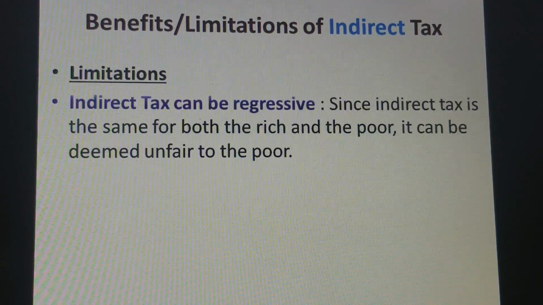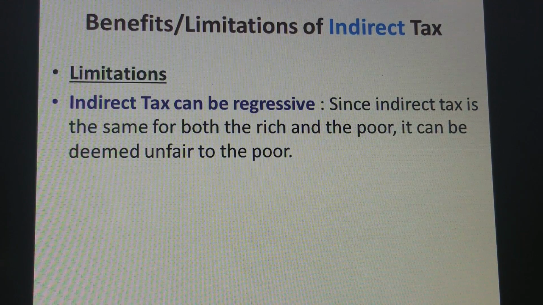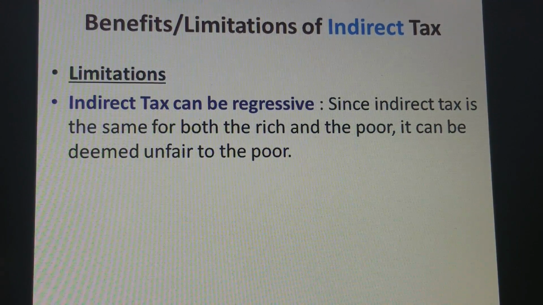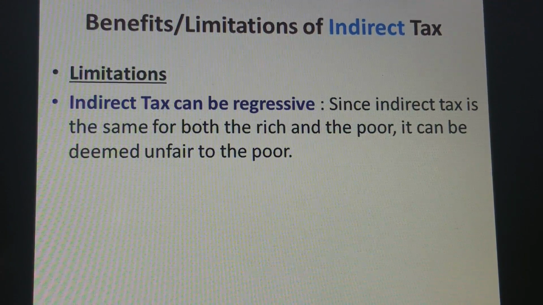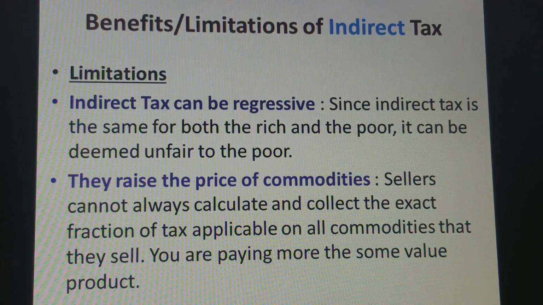Let's look at the limitations now. Indirect tax can be regressive, right? Since indirect tax is the same for both the rich and the poor, it can be deemed unfair to the poor. And then they raise the price of commodities. Sellers cannot always calculate and collect the exact fraction of the tax applicable on all commodities that they sell, and so they may not calculate it right and cause you to pay more than what is required.